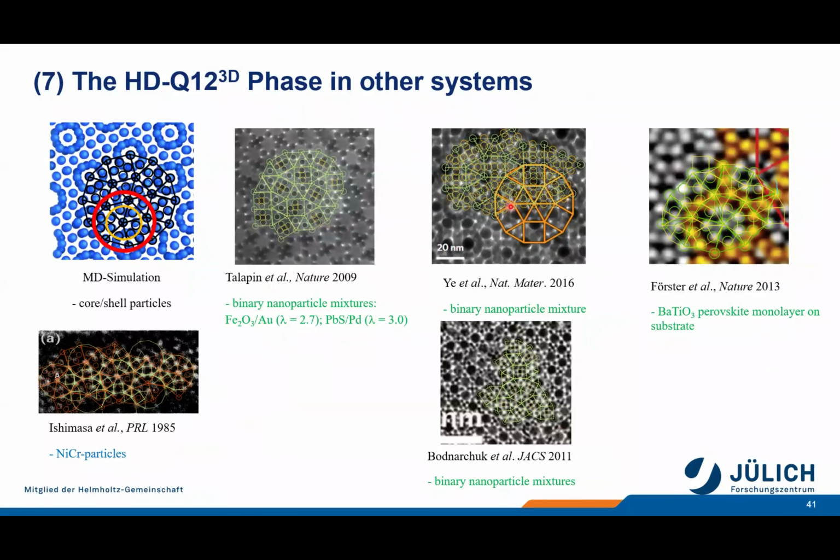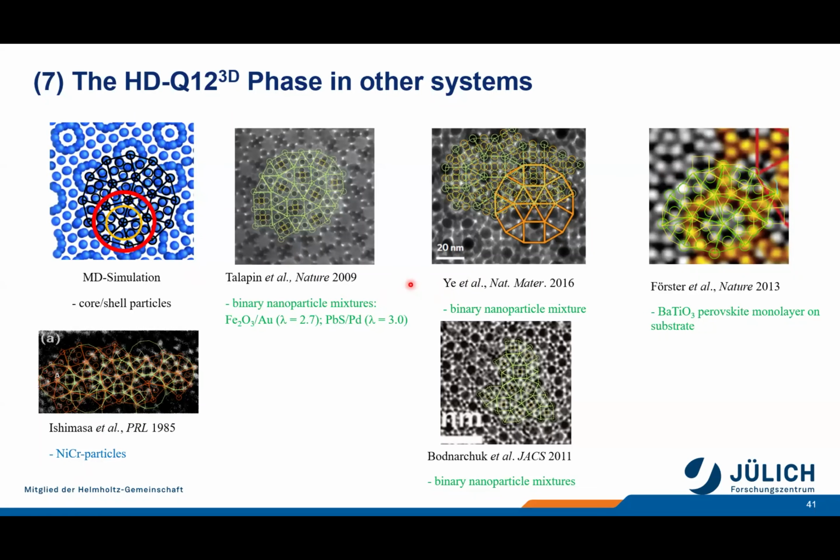This is another binary nanoparticle mixture from Ye and also Murray. This is another one from Stephan Förster from Halle, who discovered exactly the same kind of structure in a barium titanate perovskite monolayer. And this is a famous example from Ishimasa on nickel chromium particles. So also this high density Q12 phase is something that you observe in literature.